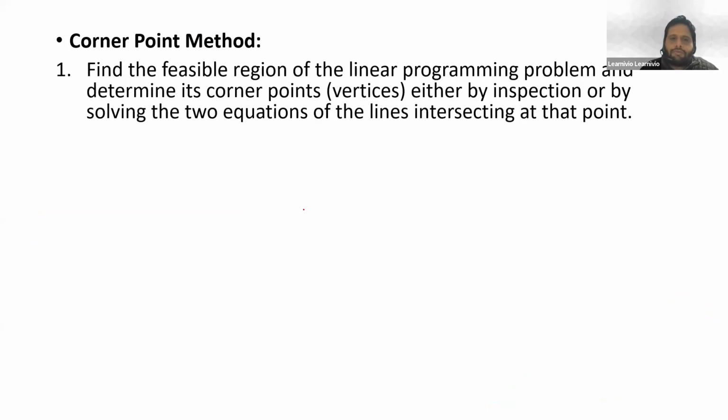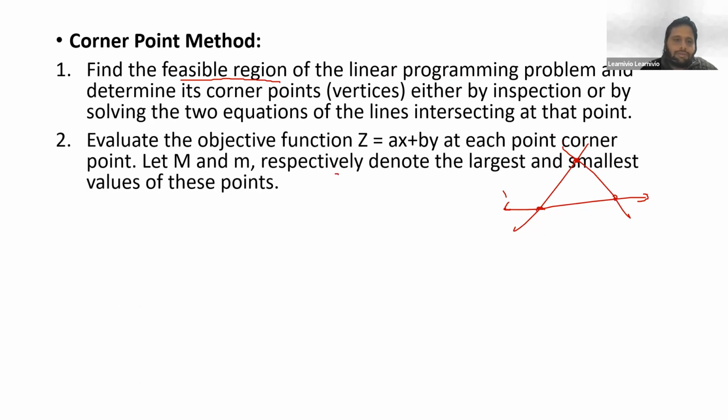Yes, sir. Okay, now we will check how to solve the questions, and the method we will use is the corner point method. We will check all the points. First of all, we need to find the feasible region of the linear programming problem. How will we find the feasible region? Again, by drawing the graph using the constraints. After that, we will find the points of intersection.